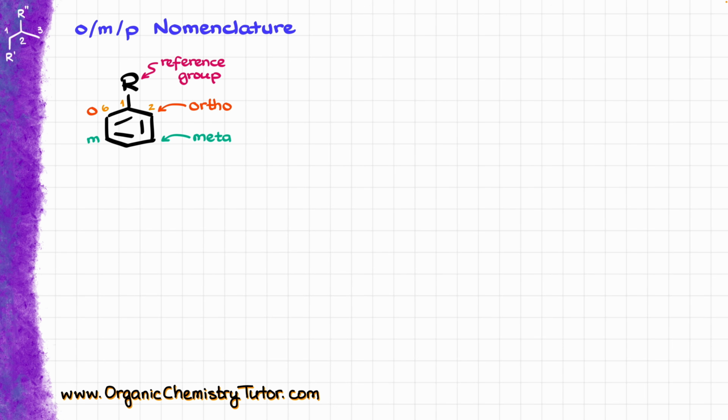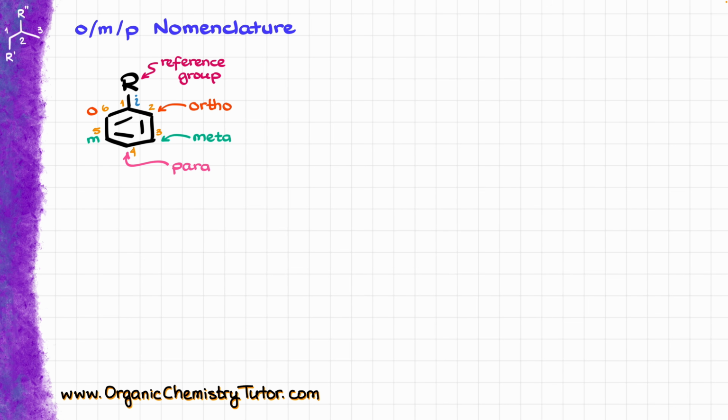The next two, which are going to be our positions 3 and 5, those are going to be our meta positions. And the position right across from our R group, the carbon number 4, that one is going to be our para position. And if you're curious, the position where the reference group is also does have a name. It is called an ipso position, although it never shows up in nomenclature, so we're not going to spend any time on that.